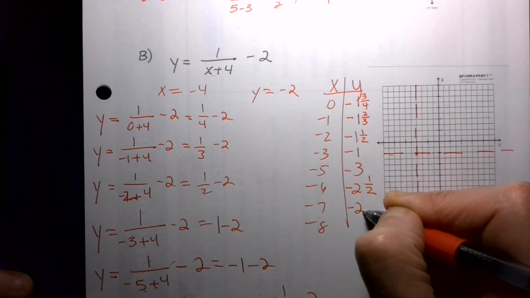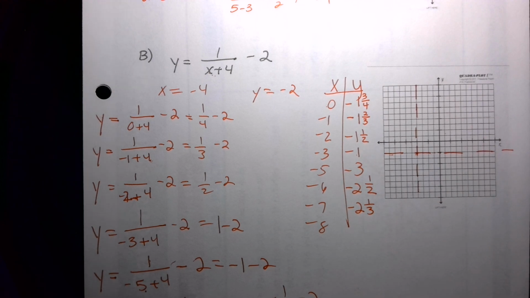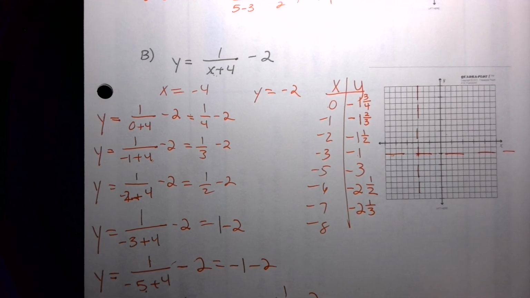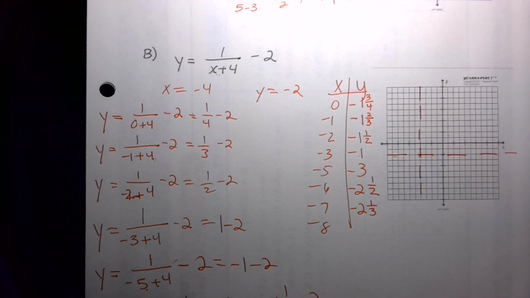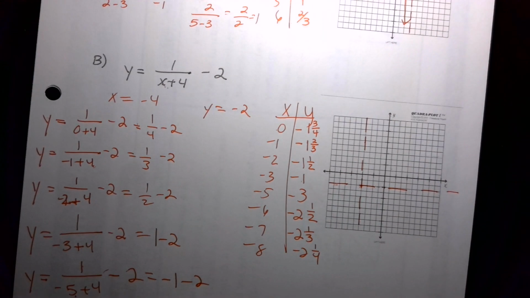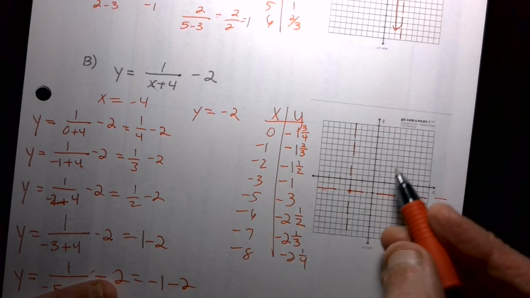Okay, y equals 1 over negative 7 plus 4, minus 2 is a negative 1/3 minus 2, so a negative 2 1/3. And lastly, y equals 1 over negative 8 plus 4, minus 2 equals 1 over negative 4, minus 2. That's negative 2 1/4. Woofda! We got a lot going on in a little bit of range, don't we? Okay, so 0, negative 1 3/4.